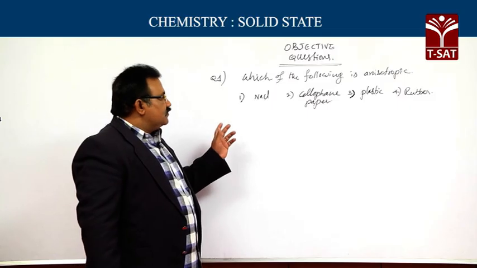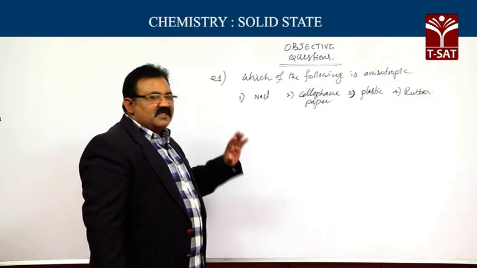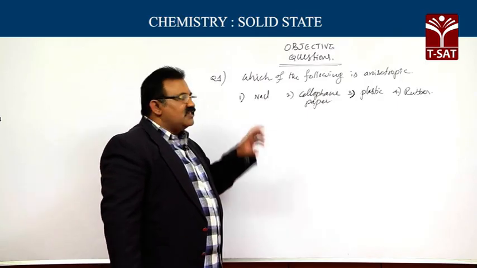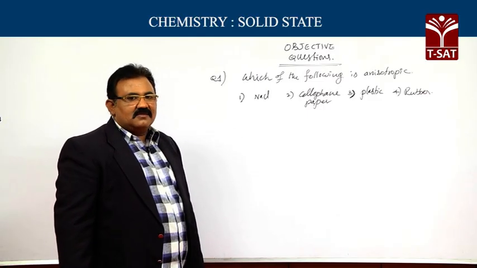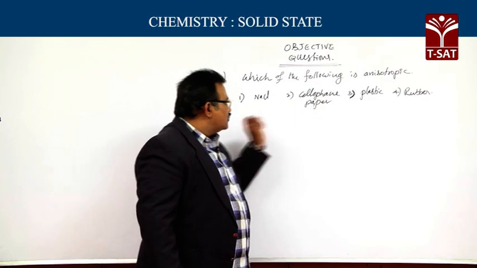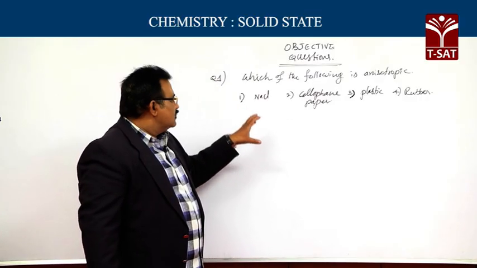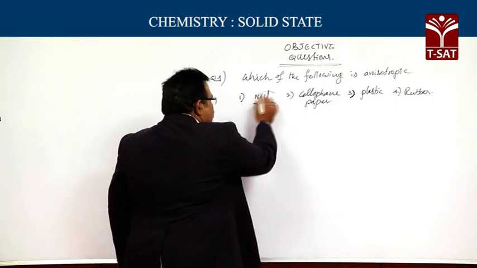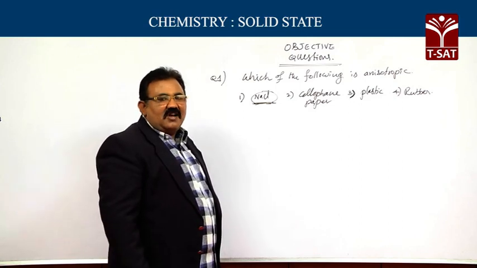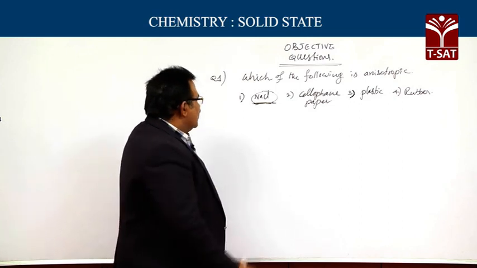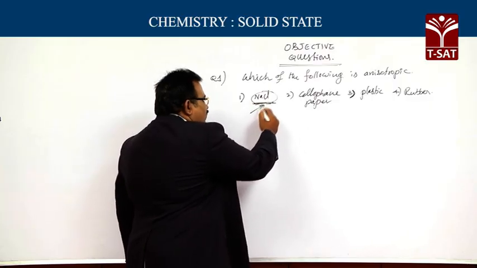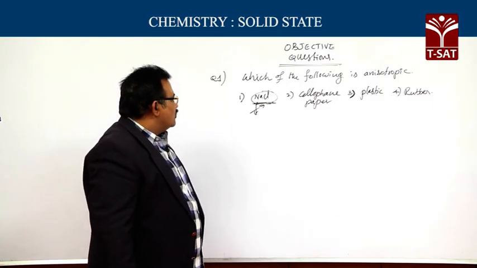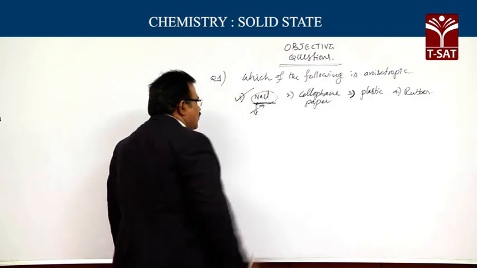When we talk about amorphous and crystalline solids, I already discussed that crystalline solids are anisotropic. So, among these four options, you have to find out which one is the crystalline solid. Obviously, NaCl is the crystalline solid, so that its properties are different in different planes, which is known as anisotropic. So, answer is NaCl.